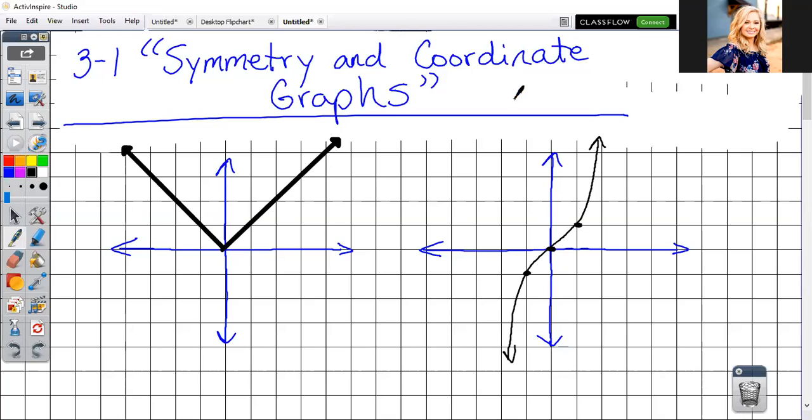Today we're doing lesson 3.1, talking about symmetry and coordinate graphs. So I put two graphs up here. This first one, can anybody tell me what family this belongs to? That makes a V. I'll give you a hint. They either make an A or a V. Oh, I remember those. A vertex. Absolute value. Okay, this is an absolute value.